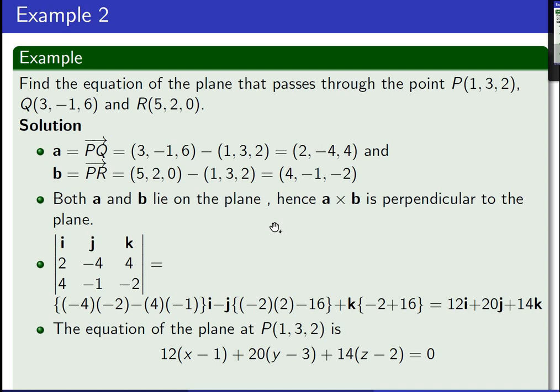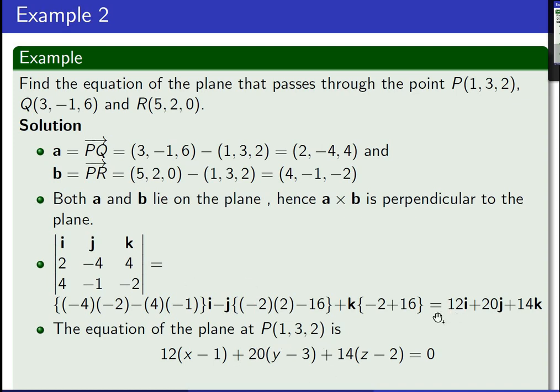As you already know from the previous lecture, this is the idea we need to apply in order to find the cross product of two vectors. We start with the vectors that we found, 2, -4, 4 and 4, -1, -2. We find the cross product, and it will be 12i plus 20j plus 14k. At this point, I take it for granted that you know how to find a cross product, so I'm not going to go into too much detail.